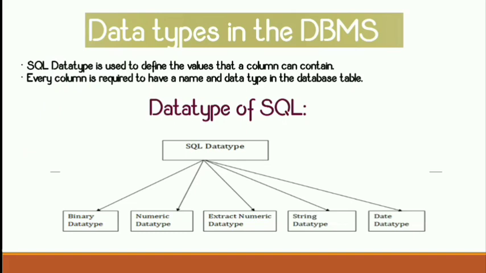SQL data type is used to define the values that a column can contain. Every column is required to have a name and a data type in the SQL database. So we have different types of data types like binary data type, numeric data type, exact numeric data type, string data type, and date data type.